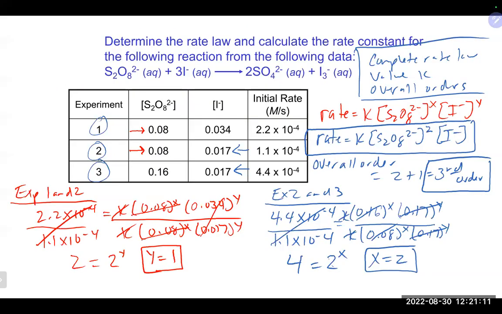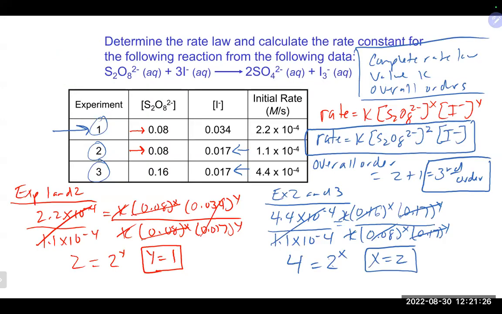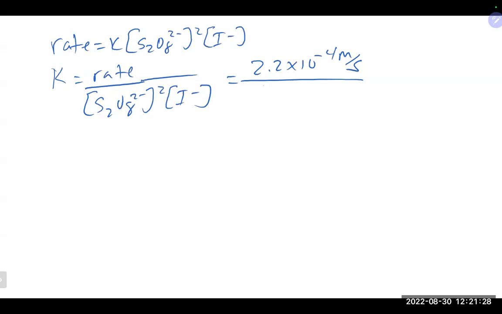So if we take, we'll do the info from number 1, but again, you can do any one you like. That's going to give us 2.2 times 10 to the minus 4 molar per second, divided by 0.08 for this one. And we do need to square it again because the order there is 2. So we want to make sure that we do square it. And then our I minus is 0.034.